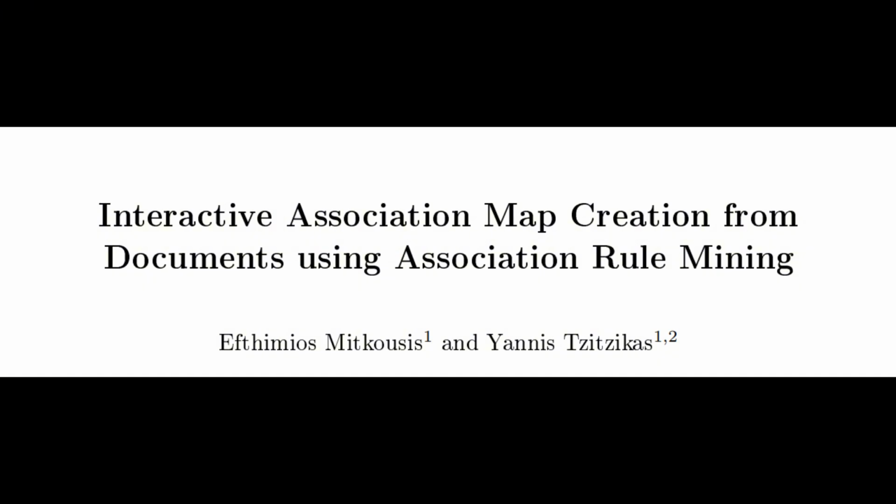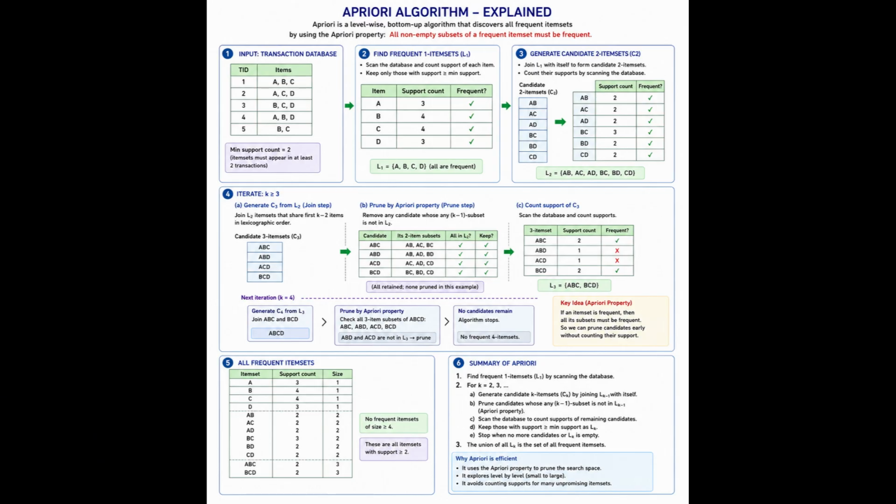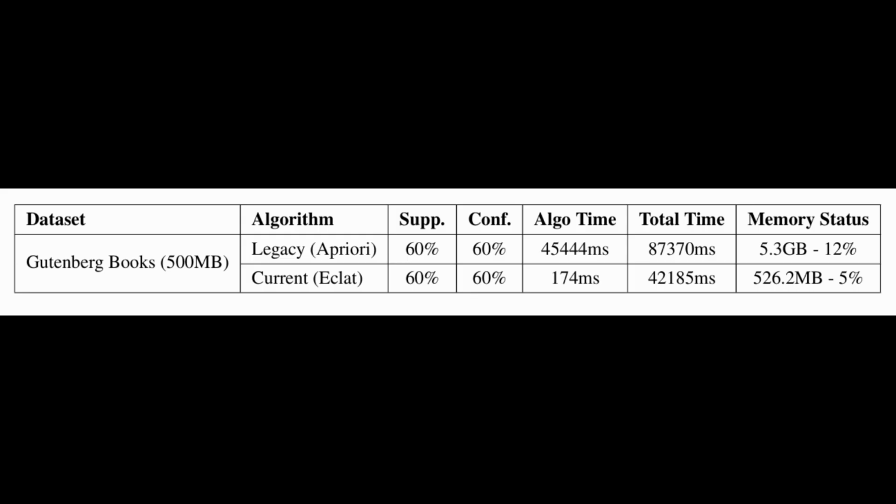Now, past versions of this tool were great, but they ran into some visual and computational roadblocks. The legacy system relied on the a priori algorithm, which struggled with deep mining and often hit massive processing bottlenecks. Plus, it treated entire documents as single blocks of text. Visually, this created messy, hairball graphs full of false connections based on simple word proximity rather than true meaning.